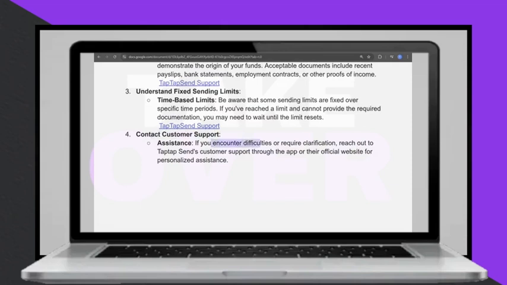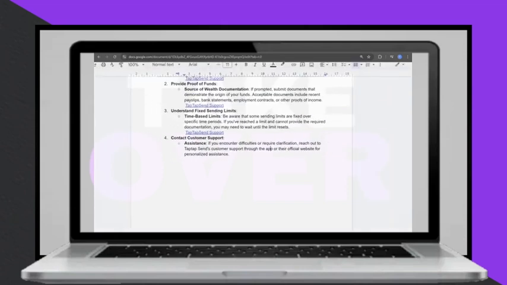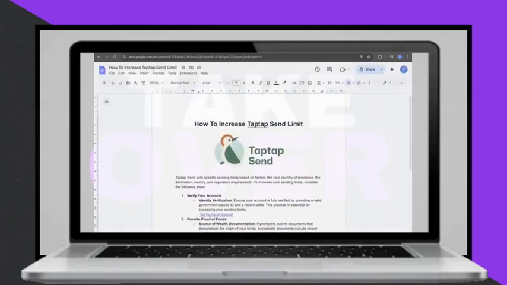can be reached through the app, official website, or for personalized assistance. By following these steps, it is possible to increase the sending limit, and if assistance is needed, help is available.